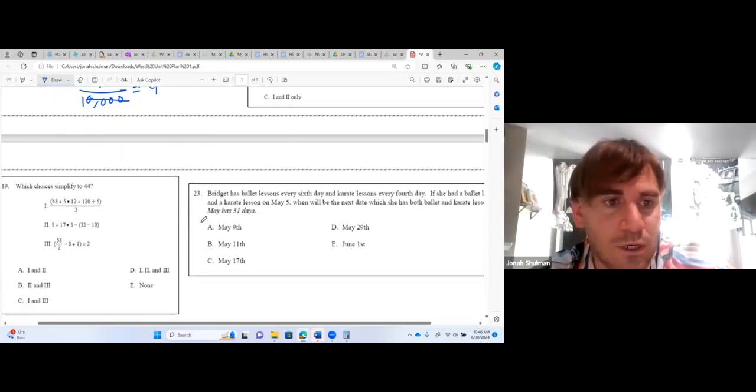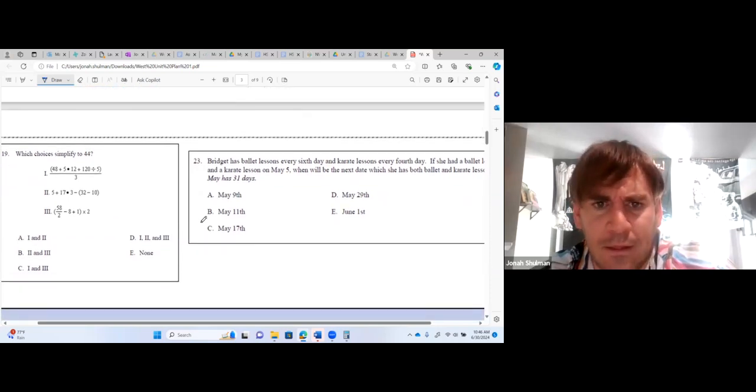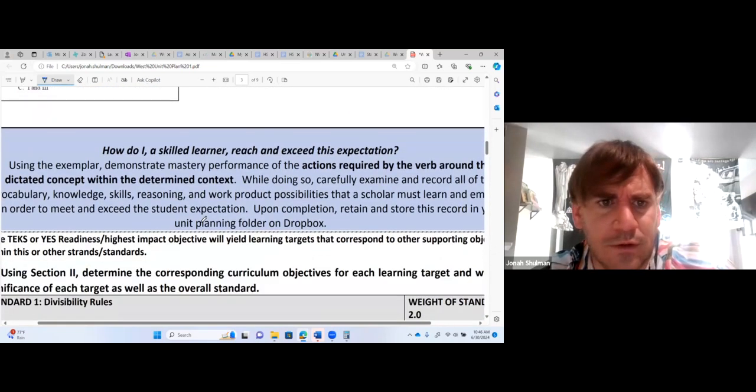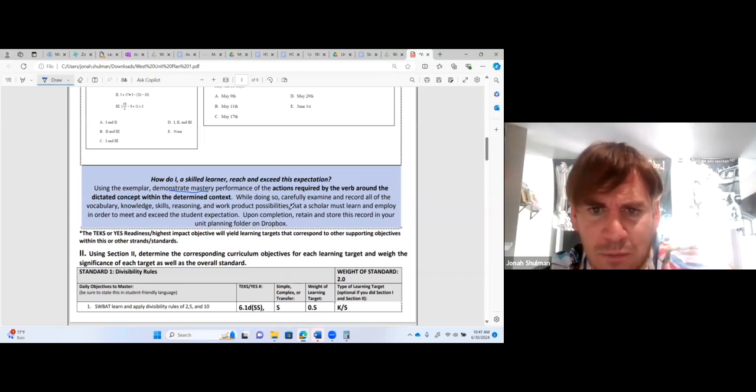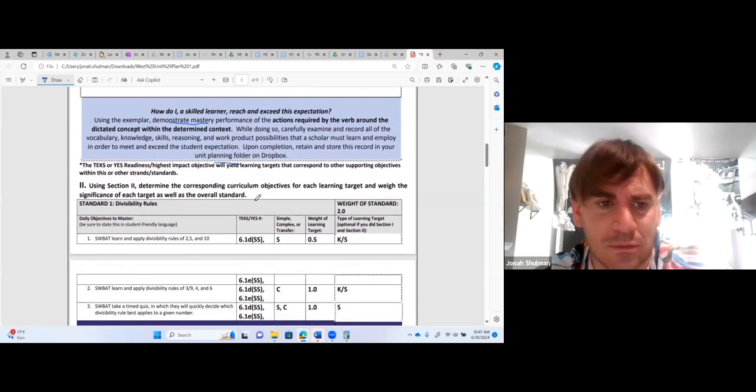All right, here's some more. That's okay. All right, so let's actually see what this does. How do I, a skilled learner, reach and exceed this expectation? Demonstrate mastery. These are just some nice pieces. So upon completion, store the record on Dropbox. So it's just showing like how they're gonna prove that the students hit the marks.